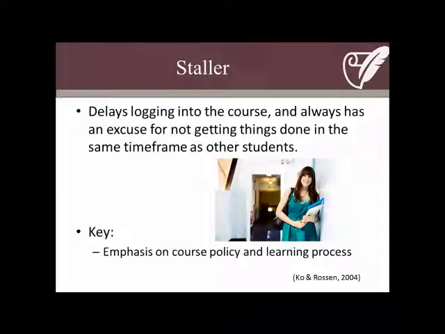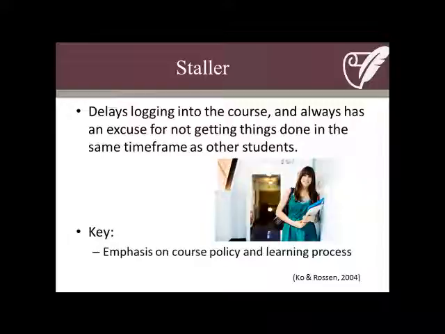Another difficult student is that of the staller. The staller is chronically late. They delay logging into the course, they turn in assignments late, they'll get behind, they're always trying to catch up, and they're always giving you excuses as to why they need an exception to the rule.